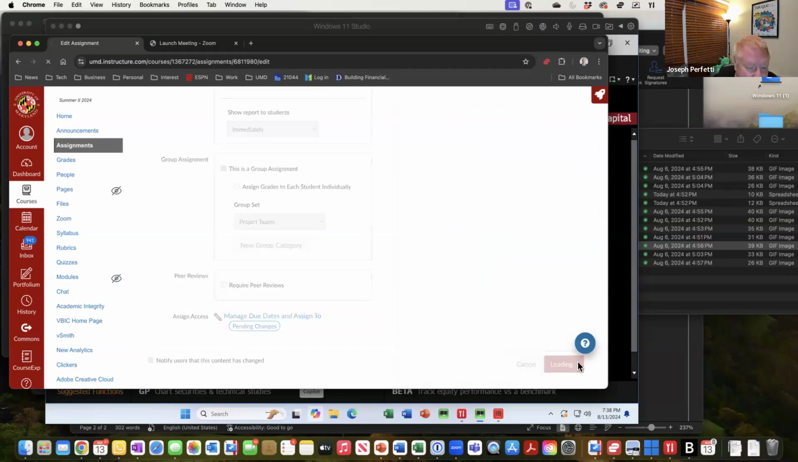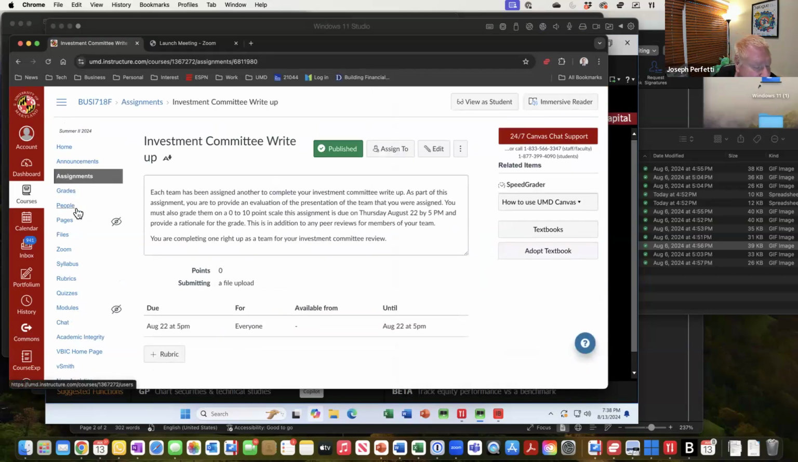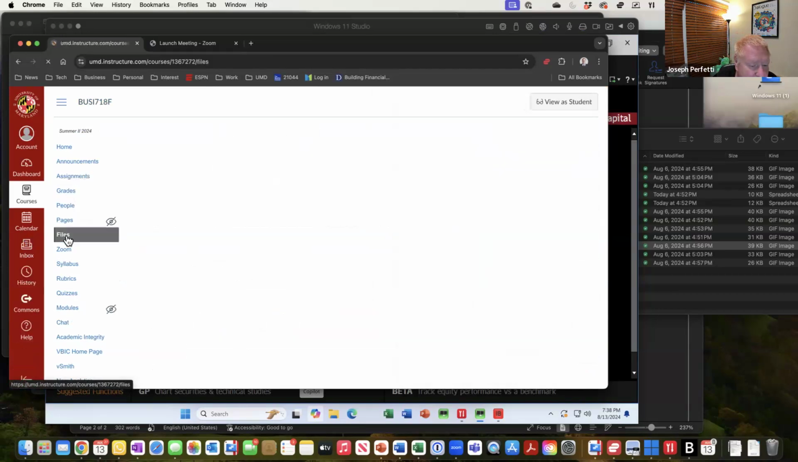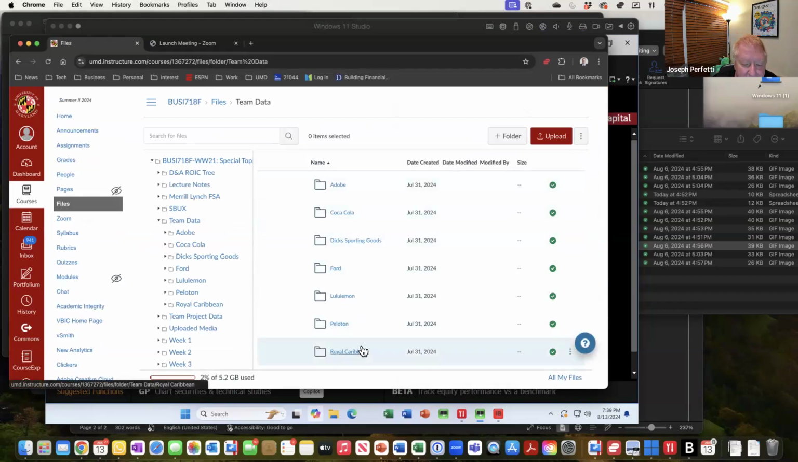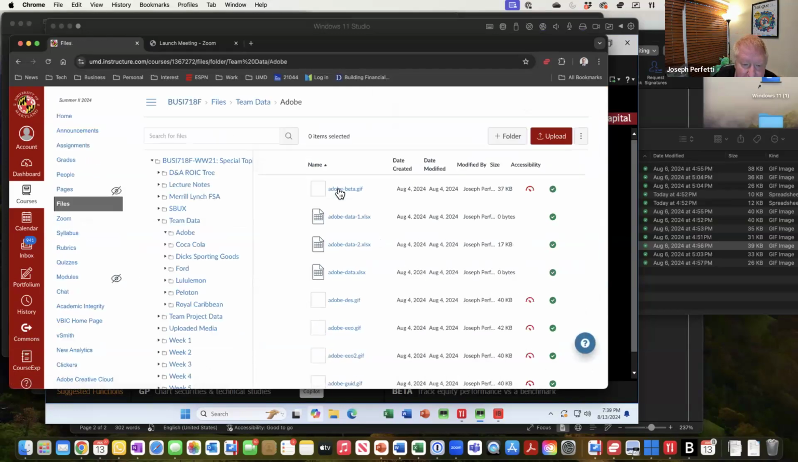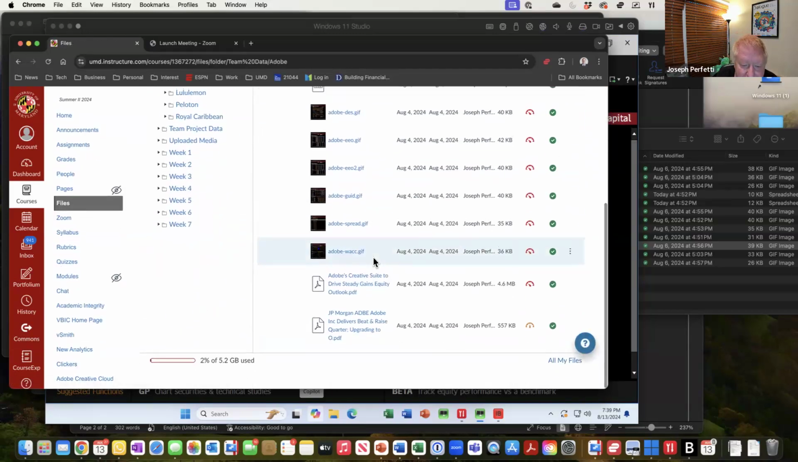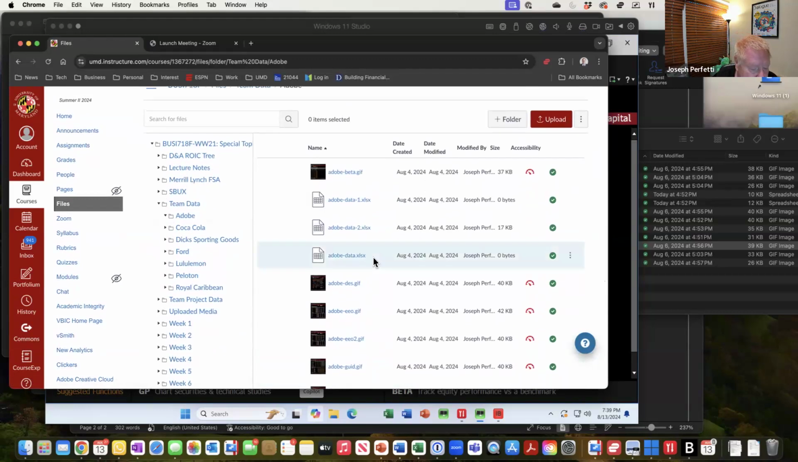All right, so let's talk about data. Here is the team data that I've given you so far for all of your teams. So what I'm going to do is for each of your teams, I'm going to create a new folder in here, which I'll just call update or something like that, which will have the screenshots that I'm going to take tonight.